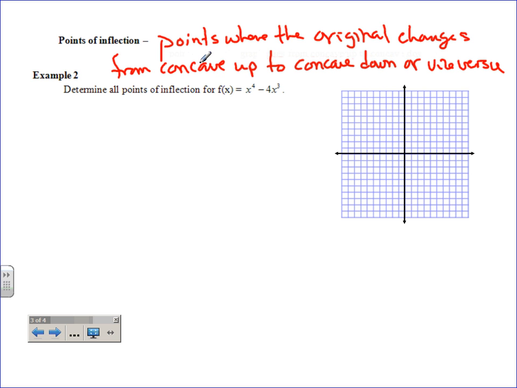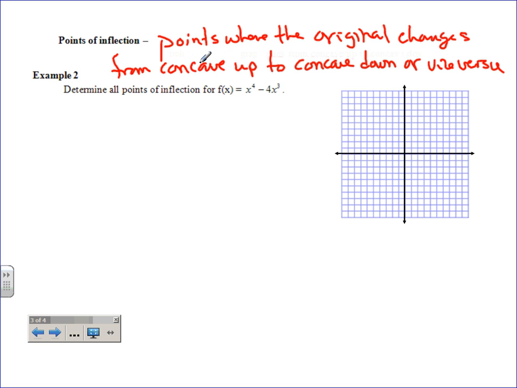Again, the most common one is if you have your x to the third graph. Right there, it changes from concave down to concave up, and that's a point of inflection. That's probably the best example that we can use. So here it says to determine all points of inflection, so I need to know where does it change from concave up to concave down.